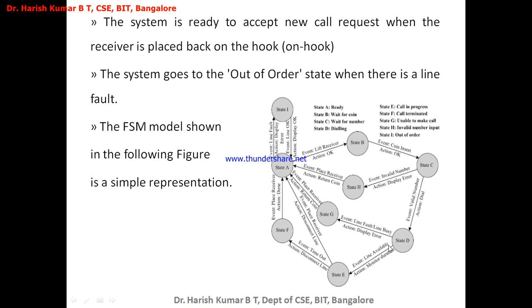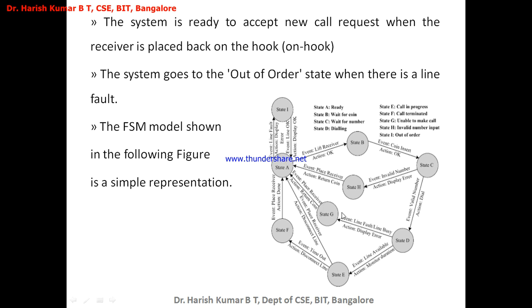Next, the event is line is available. The action is monitor duration. It comes to state E, call is in progress, and it is also monitoring the duration. Next, what happens if the timeout happens: disconnect the line and go to state F. That is called terminated. Then the event is place the receiver. Once the call is terminated, you have to place the receiver back on the hook, the action is done, and again it is in the ready state for making the next call.